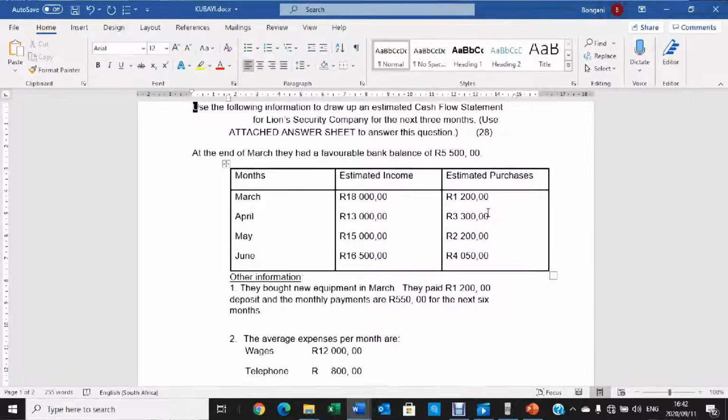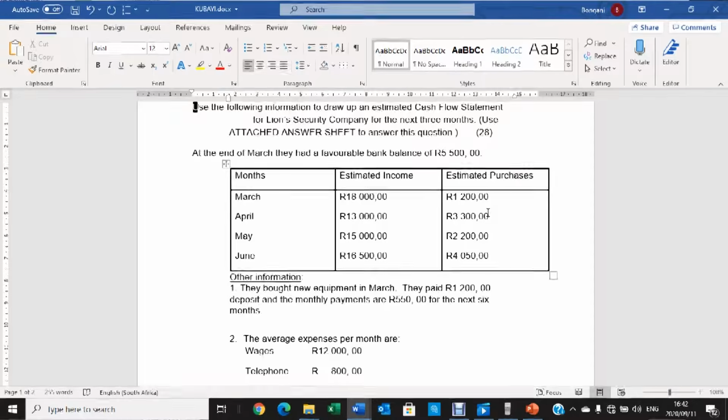Now, let's move and prepare our cash flow statement. Here is the information, the question that we have. It says, use the following information to draw up an estimated cash flow statement for Lions Security Company for the next 3 months. Use the attached answer sheet to answer this question. Then we are told that at the end of March, they had a favorable balance of 5,500.